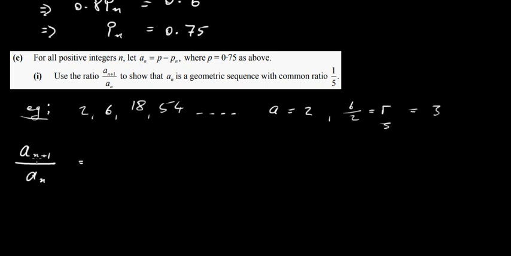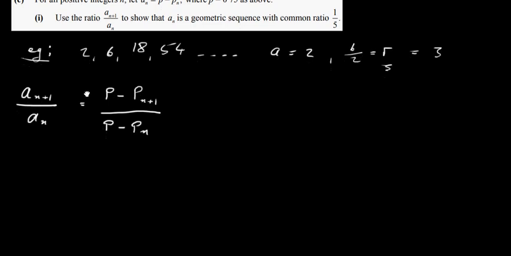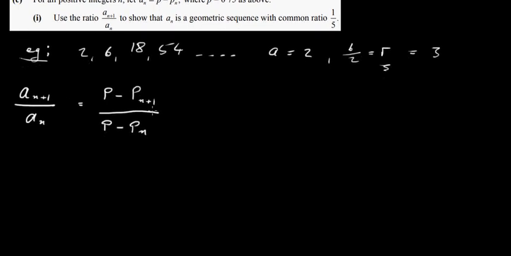So an plus 1 is just going to be p minus pn plus 1, because we're told here an is p minus pn, so an plus 1 must be p minus pn plus 1. An, we're given in the question, is p minus pn. So we've got to show that this is equal to 1/5. So we're taking any term, dividing it by its previous term to find a common ratio. Okay, so let's see what we can do with this.